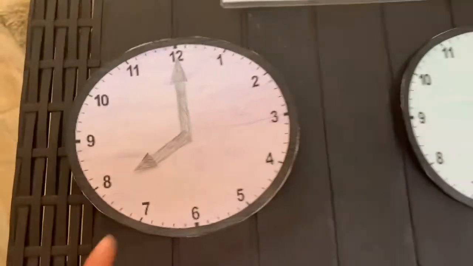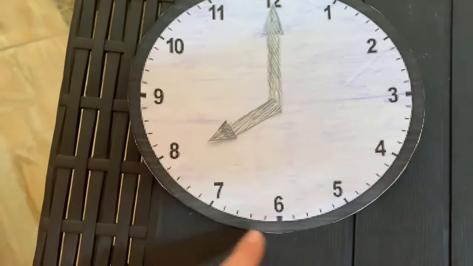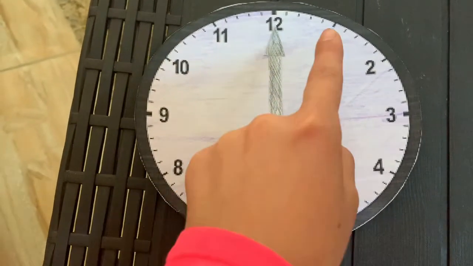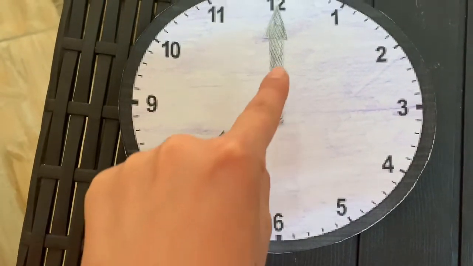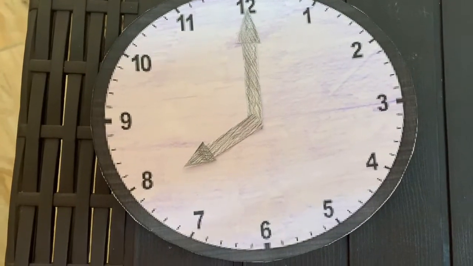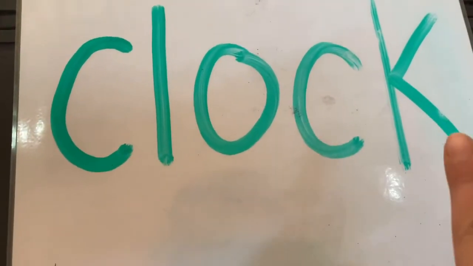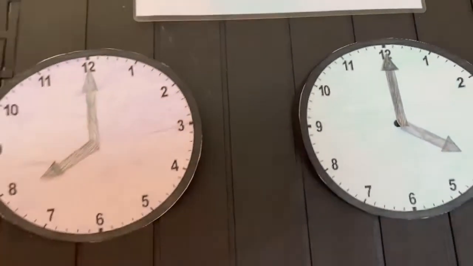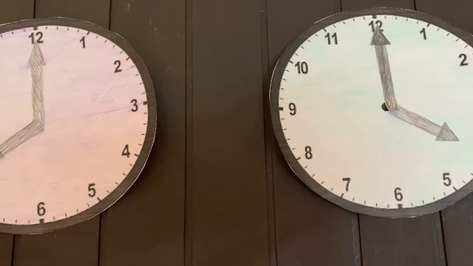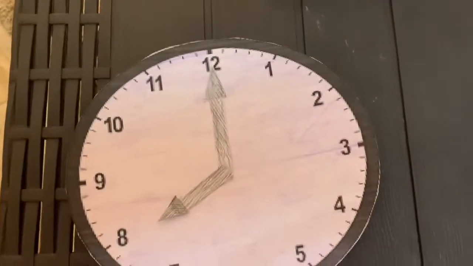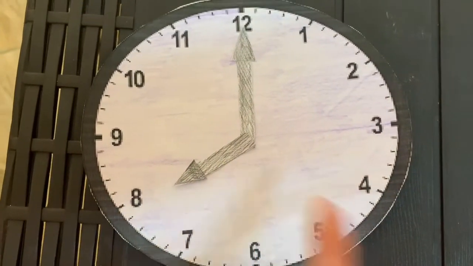Okay, KG. Remind me, what do we call this? What do we call this circle with numbers from 1 to 12 and 2 hands, small hand and big hand? It is a clock. Where's the clock, KG2? Yes, this is a clock and this is a clock. Now, KG, you are going to read the clock. What time is it in this clock?